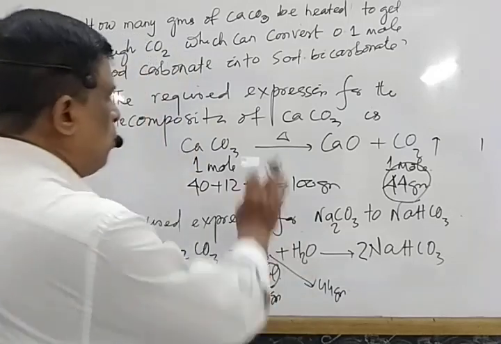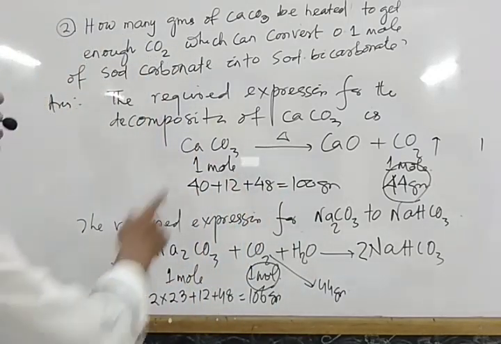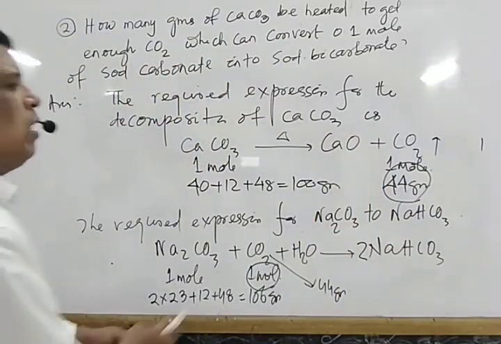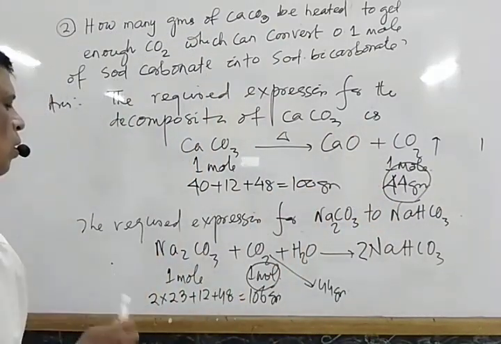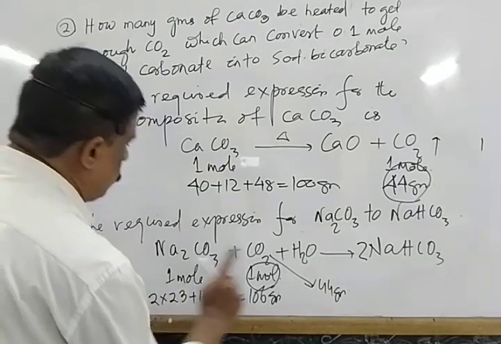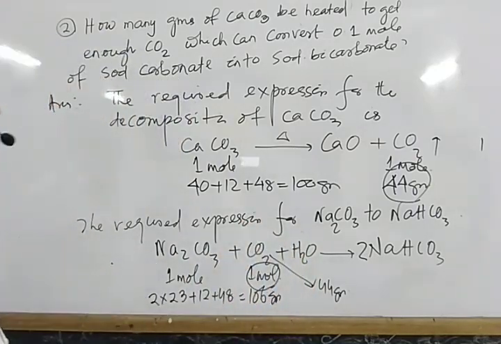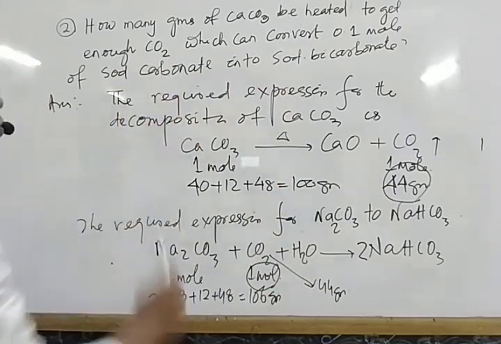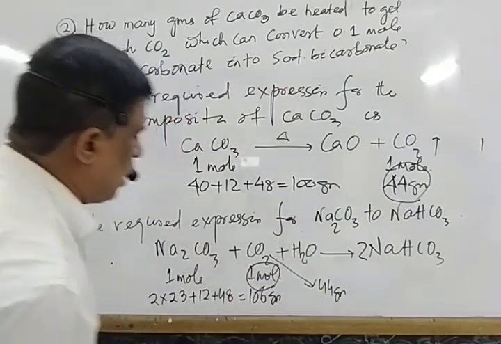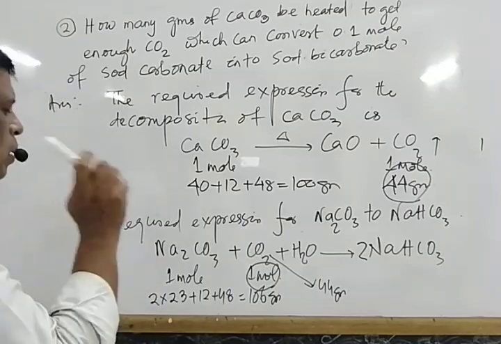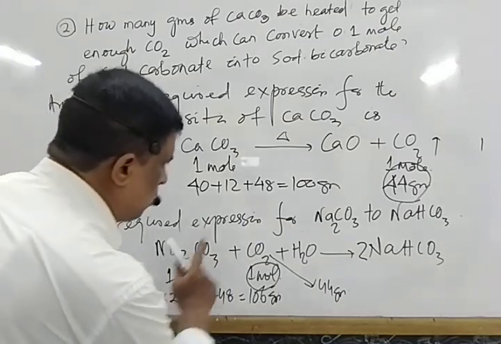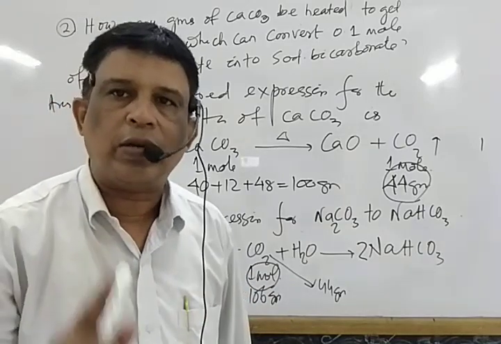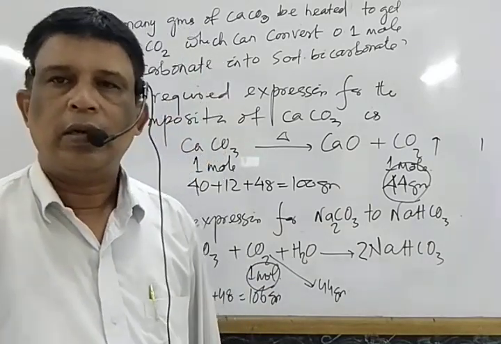I repeat again. From these two equations it is clear that for the decomposition of calcium carbonate, 1 mole is involved. That means in the conversion of sodium carbonate to sodium bicarbonate, in the question, 0.1 mole of sodium carbonate is converted to sodium bicarbonate. So for the conversion of 0.1 mole of sodium carbonate to sodium bicarbonate, 0.1 mole of carbon dioxide is utilized.